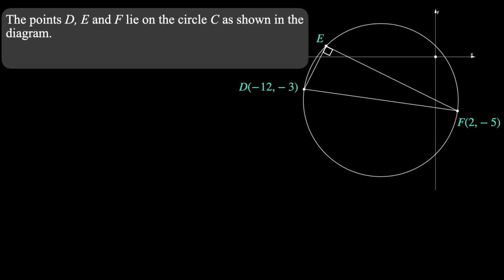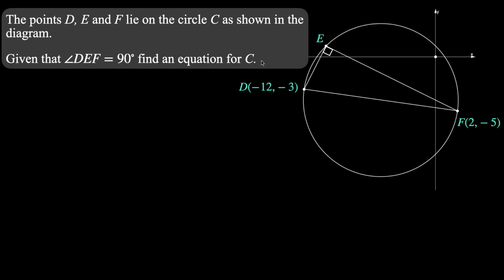All right, now let's look at another example. This is more of an exam style question. This question says the points D, E, and F lie on the circle C as shown in the diagram. So you can see here we have the points D, E, and F, and we have coordinates for D and F. And it says, given that angle DEF is 90 degrees, find an equation for C.